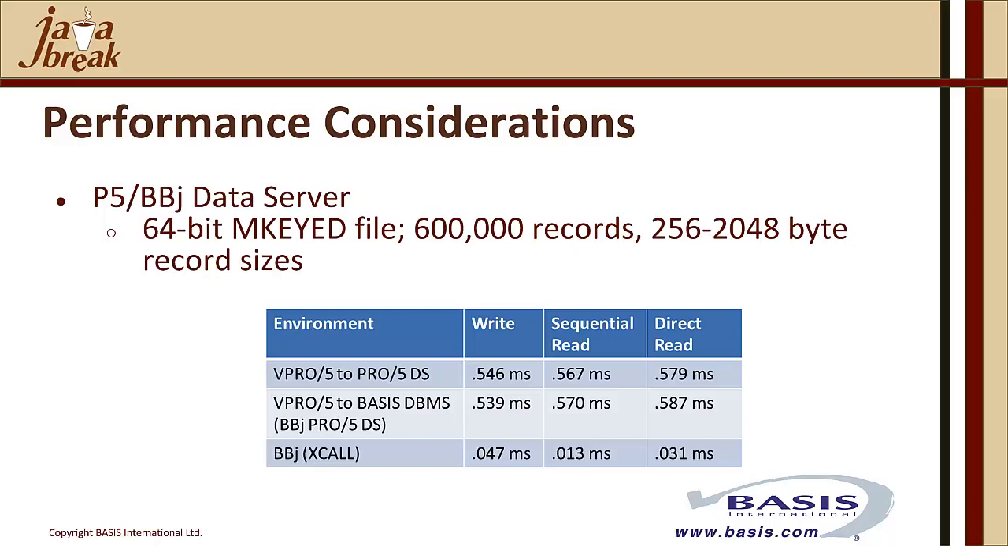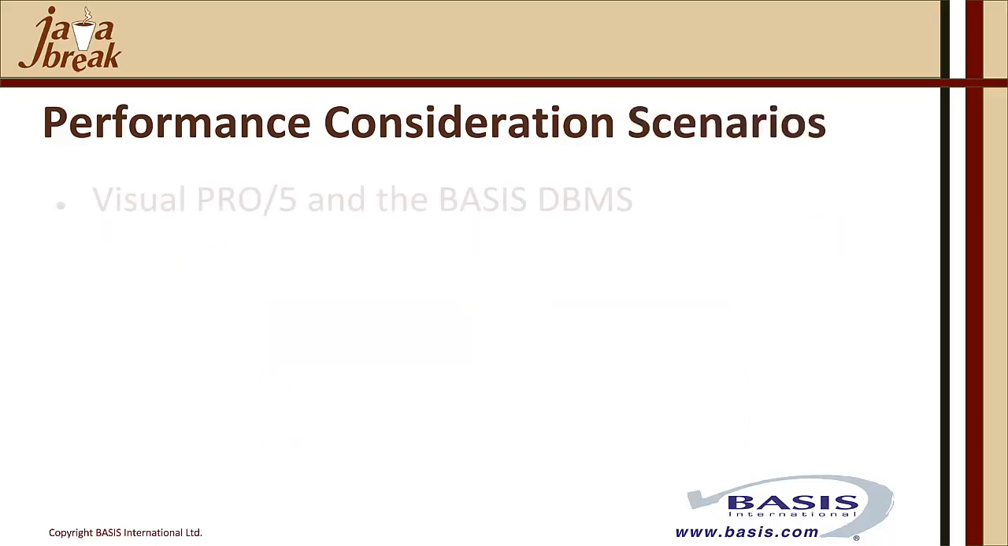And of course, if you want really lightning fast performance, move some of your batch jobs into BBJ, use the xcall functionality, and you'll get more than 10-fold performance improvement in those batch jobs when running with the BBJ database.